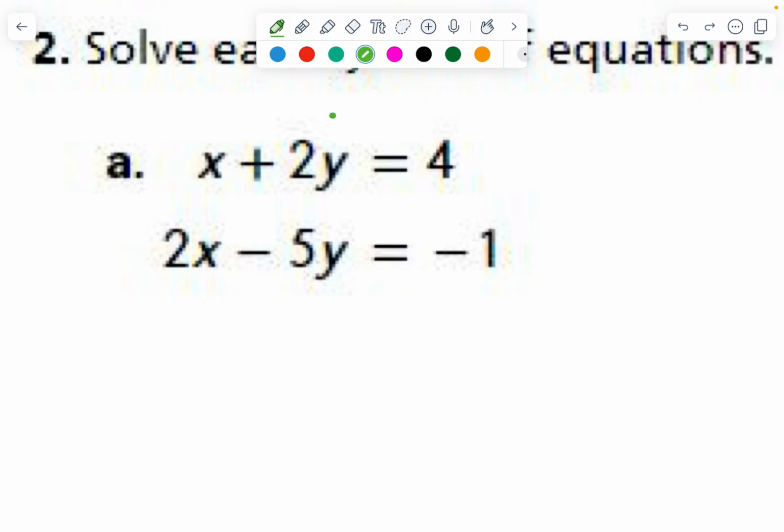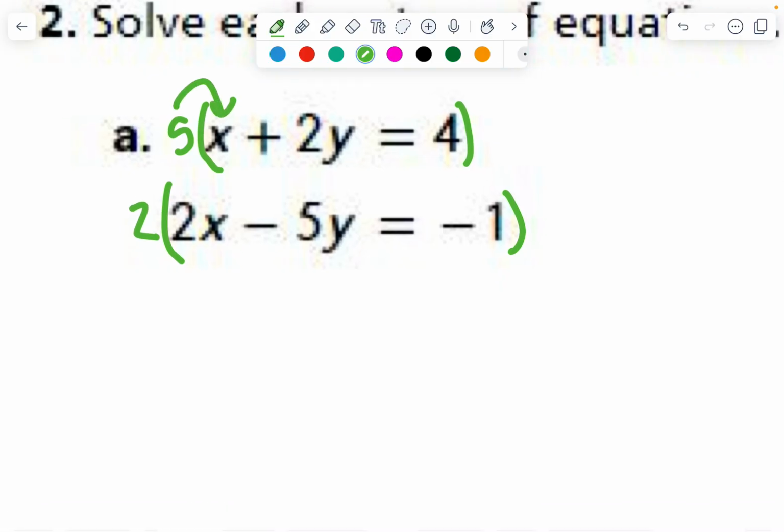So I'm going to go ahead and try to make these two opposites. So if I multiply this first equation by 5, and I multiply this second equation by a positive 2, then I'm going to get these to be opposites. Let's go ahead and do that.